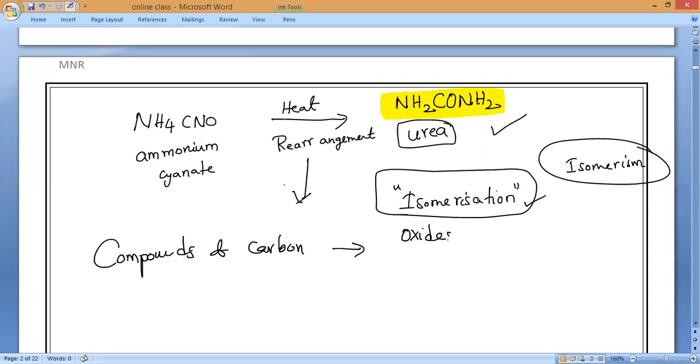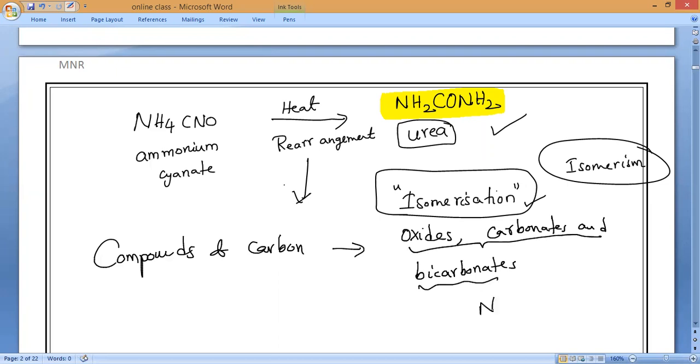Fossil fuel, oxides. Next one, carbonates. Next one, hydrocarbonates, hydrogen carbonates, that is only called bicarbonates. These three, all of you remember, are not considered as organic compounds.